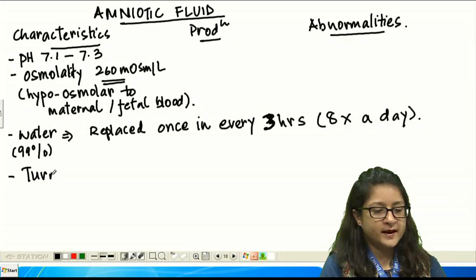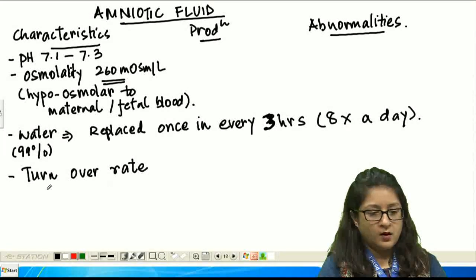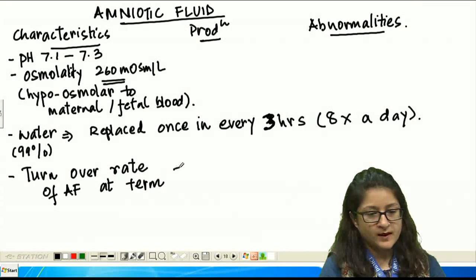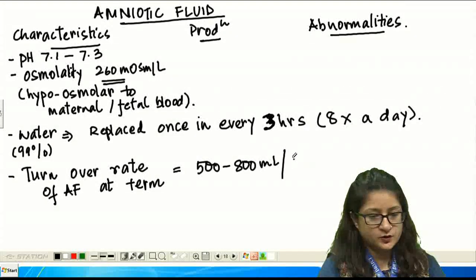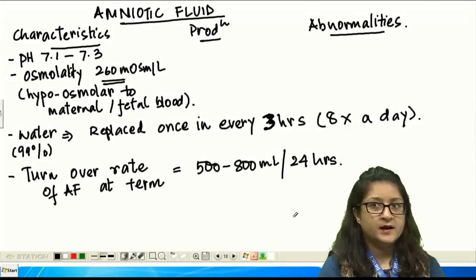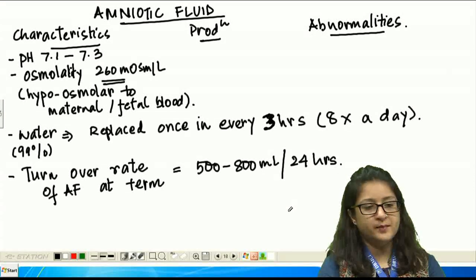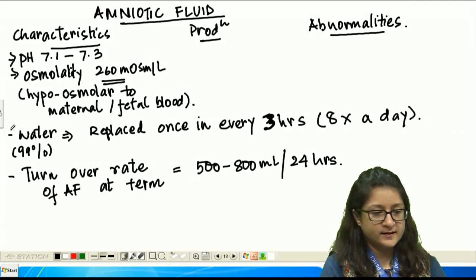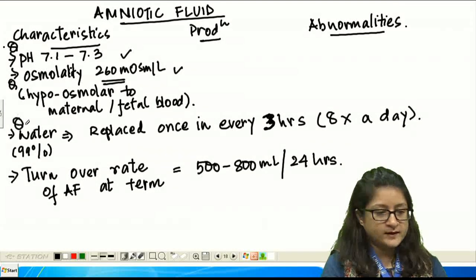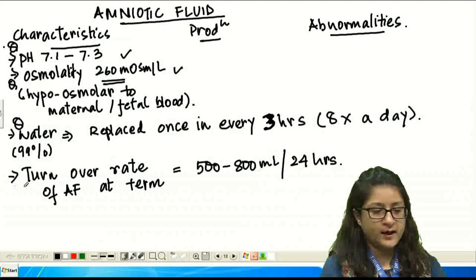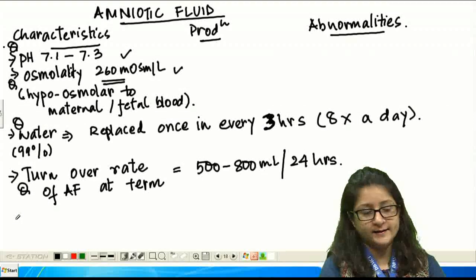And the turnover rate of amniotic fluid at term is around 500 to 800 ml per 24 hours. This is another important point to remember. So these are the characteristics that they ask about. All right, the pH, the osmolality, they have asked all these questions in recent exams. The water content, the majority of the content is water, and the turnover rate of amniotic fluid at term.